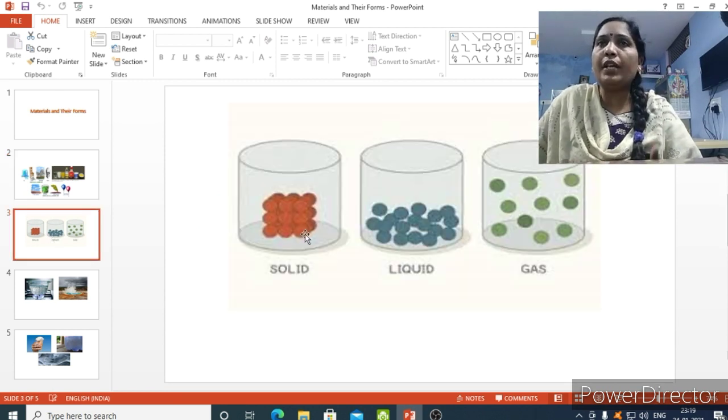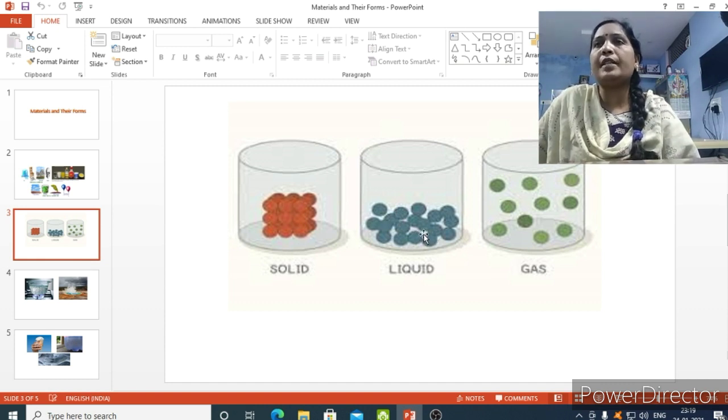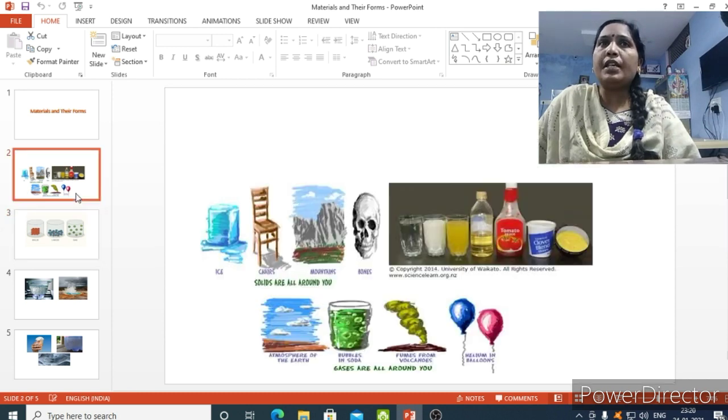Because of the arrangement of the particles, in solids the particles are arranged very tightly. There are no interparticular spaces. Whereas in liquids, the particles are not tightly packed. They have some spaces between them. So they have interparticular space, or intermolecular space. That's why they flow. They are able to flow from one area to another area. They are able to move.